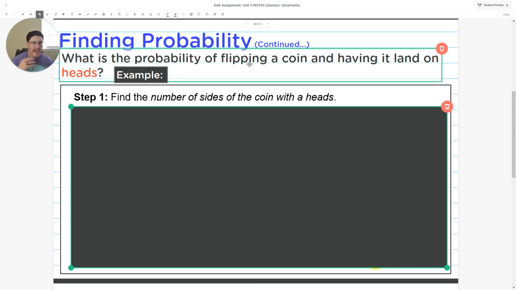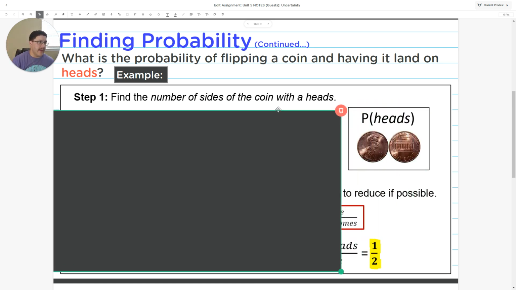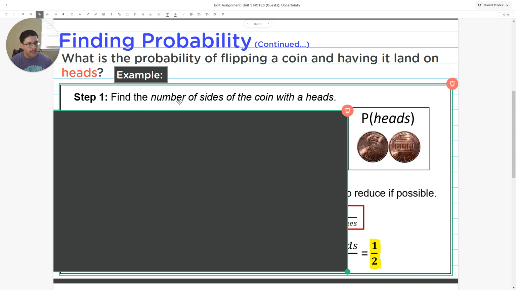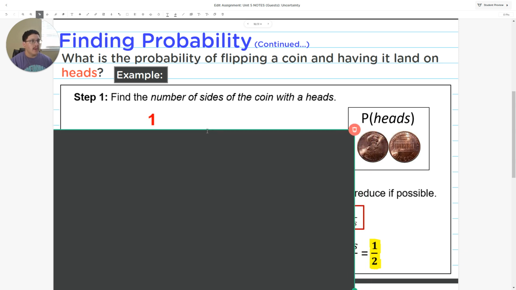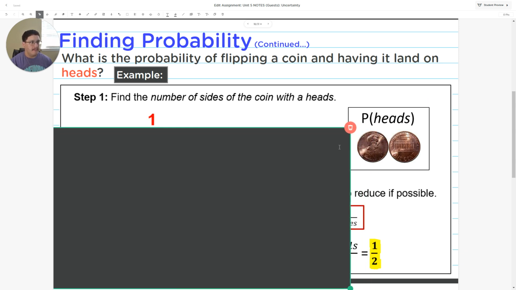Well, here's what you have to ask yourself. Step 1, find the number of sides of the coin with heads. Now, if you typically have a coin, there are two sides to every coin. You have heads and then you have tails is what we call it. Heads because there's a face, tails being the other end of it. So, how many sides of the coin will have heads? In this example, 1. One side of the coin has a head.